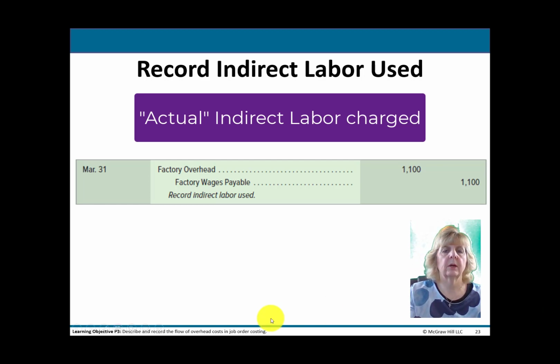Here's an example of some indirect labor. Perhaps think of a supervisor in the factory. His or her time is charged to the factory overhead account as an indirect cost and charged to wages payable.